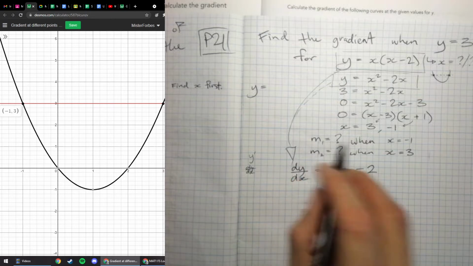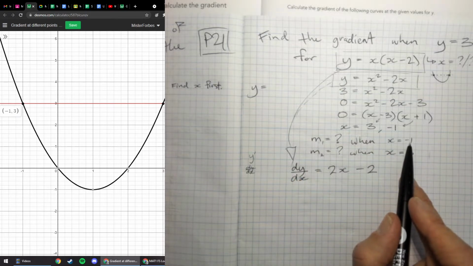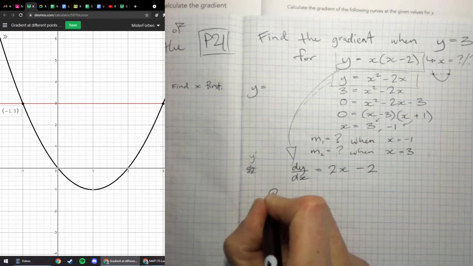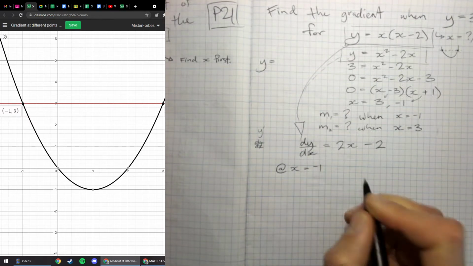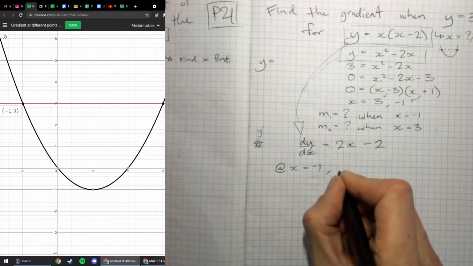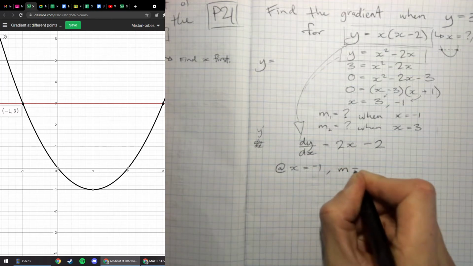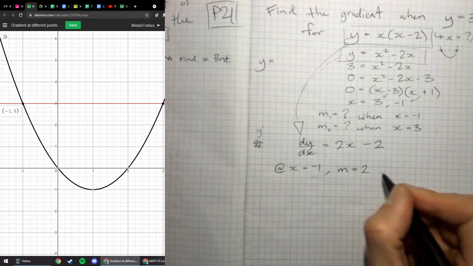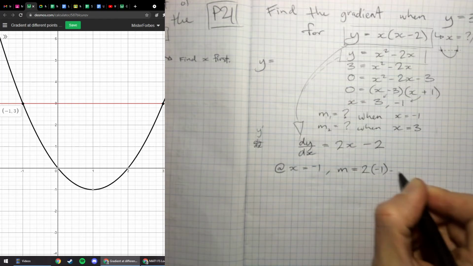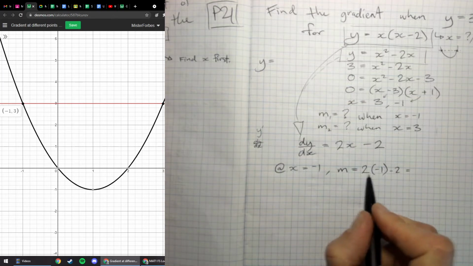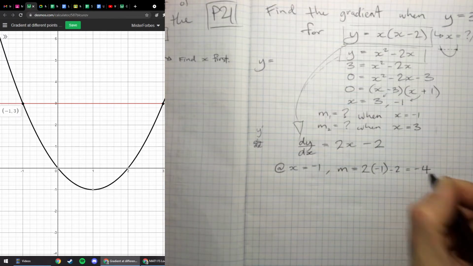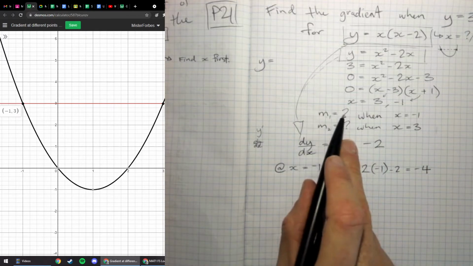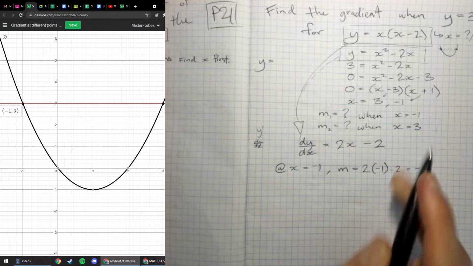So then let's start with x equals negative 1. I'm even just going to write this. I usually do this: I write at x equals negative 1, the gradient is, and then we'll use this, 2 times negative 1 minus 2 equals negative 2 minus 2, negative 4. So the gradient is negative 4 when x equals negative 1.